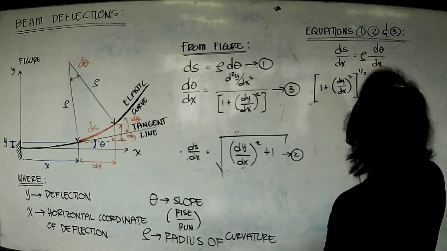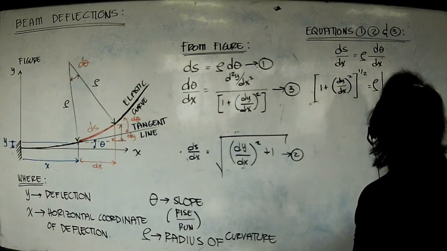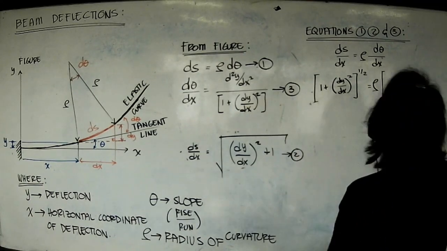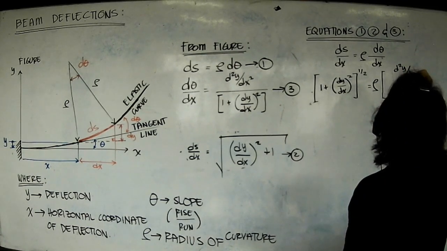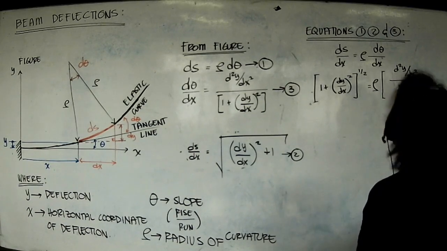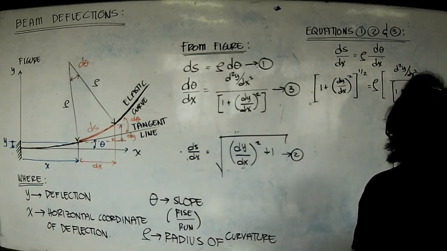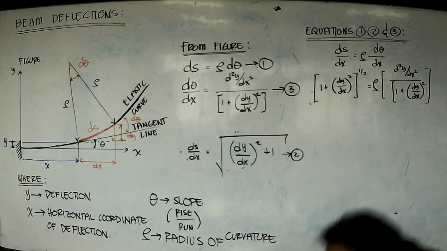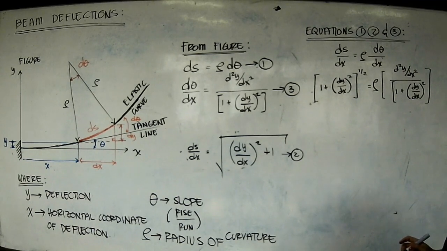Now, the other point here is d theta times this, that is d squared y over dx squared, the second derivative. Okay, I hope that is clear. Now, we have this expression here.